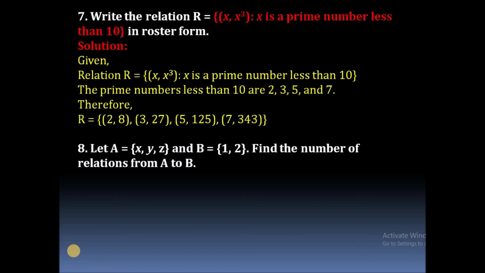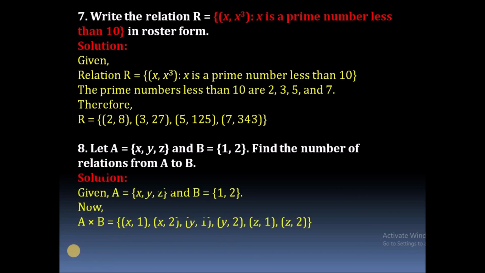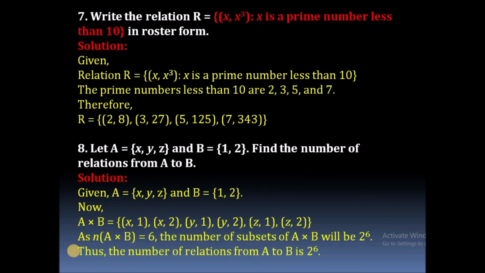Let A equals to {x, y, z} and B equals to {1, 2}. Find the number of relations from A to B. Number of relations they are asking. Given A as {x, y, z} and B as {1, 2}, A cross B करते हैं. आपको कार्टेशियन प्रोडक्ट सिखाया हुआ है. (x, 1), (x, 2), (y, 1), (y, 2), (z, 1), (z, 2). As number of elements present in A cross B is equals to 6. Therefore, the number of subsets of A cross B will be 2 to the power 6. We have studied this concept in chapter number 1 set. Therefore, the number of relations from A to B is 2 to the power 6.